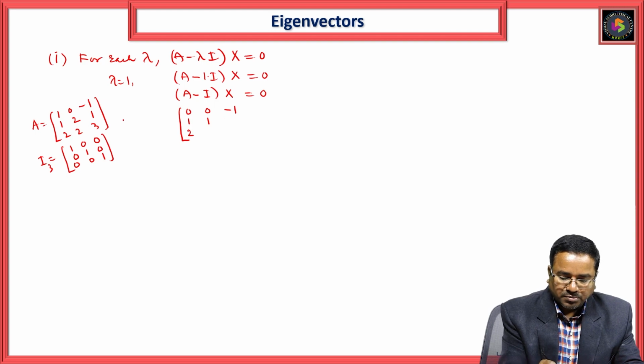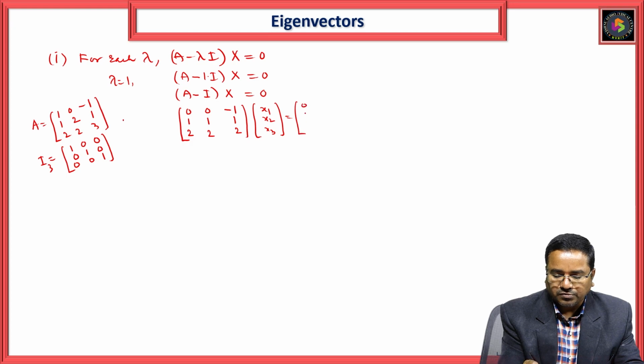This is 1 because of non-diagonal same, 2. Now 3 minus 1 is 2. Here x you will take as some x1, x2, x3. This is the system of equations equal to 0, 0. So this is A minus I.